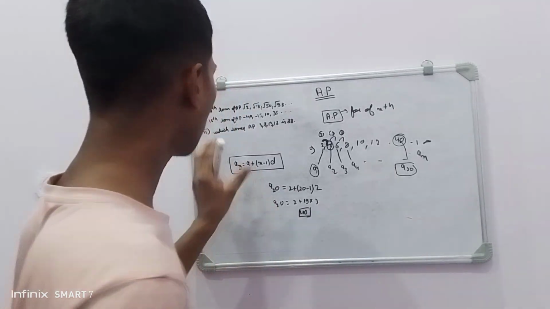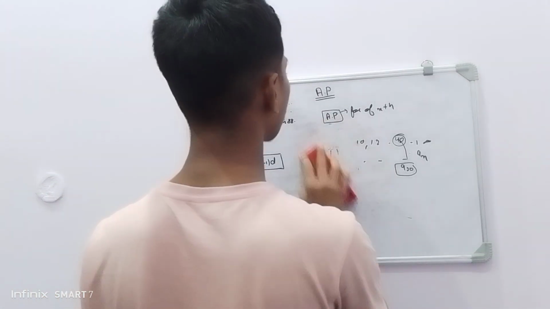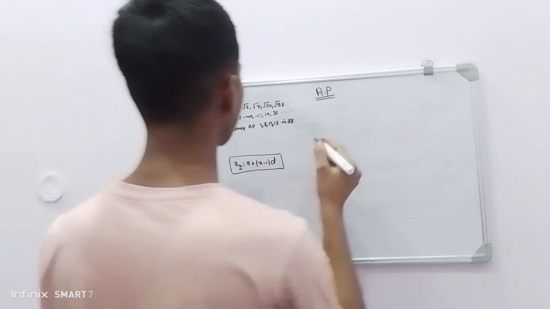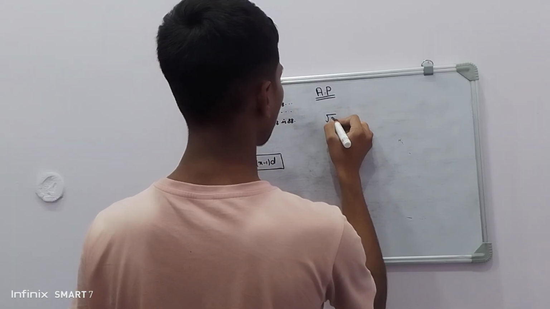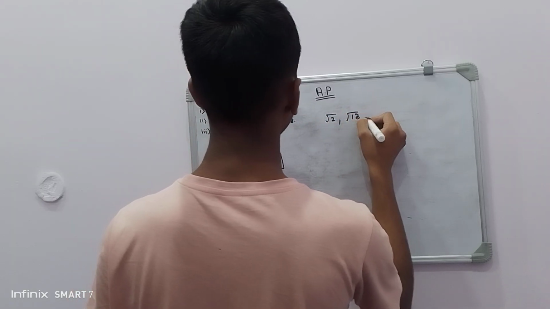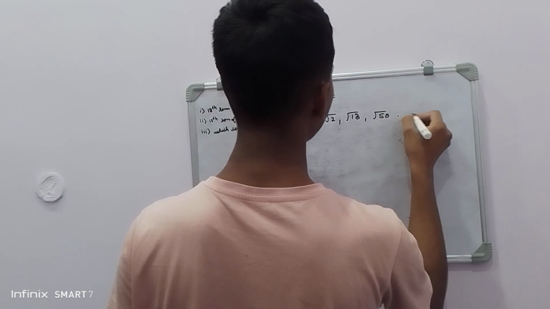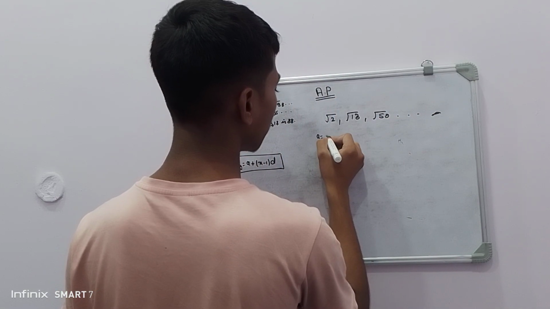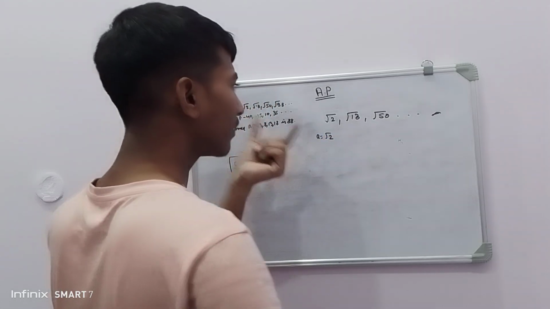So let's take some interesting questions on this concept. This is some basic question I bring for you. So this is the AP, and this will continue up to infinity. So the first term, that means a, is root 2. But what is the common difference in this?